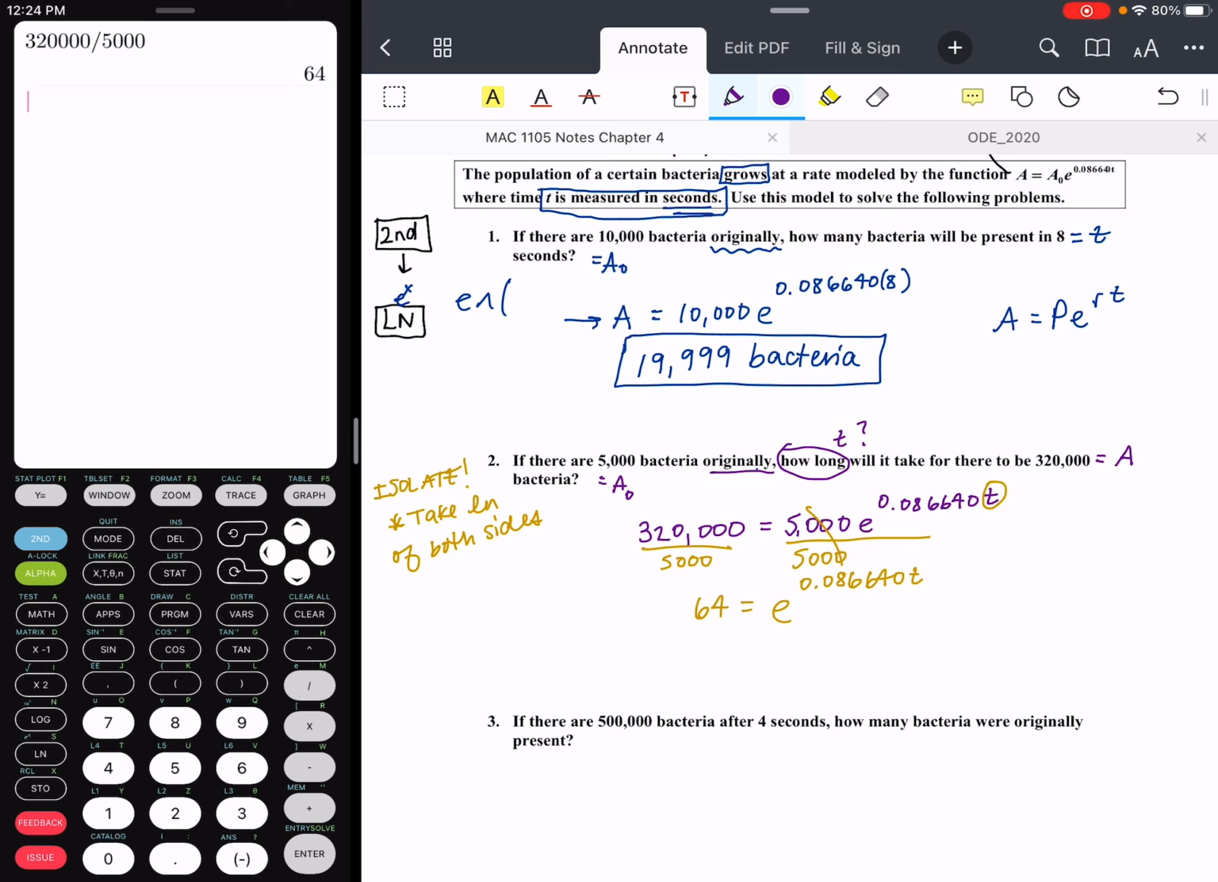We've got it isolated, so now we'll take the natural log of both sides, which allows us to use the power rule. So natural log of 64 equals 0.086640t times the natural log of e. And recall that the natural log of e is 1, so we basically just got that coefficient times t. And now to solve for t, I just need to divide by that lovely 0.086640 on both sides.